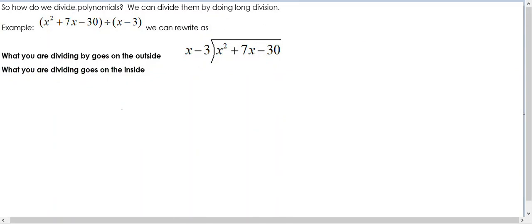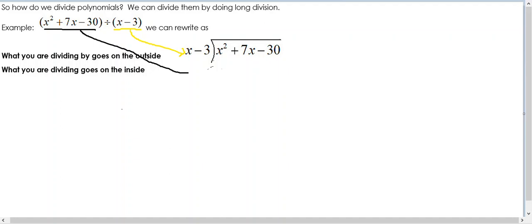Alright, so how do we divide polynomials? We can divide them by doing long division, the old school way of dividing, right? What you did way back in elementary school. So we can rewrite it, x squared plus 7x minus 30, that is what we're dividing, so that goes inside our division symbol. And what we're dividing by, this x minus 3, goes on the outside.